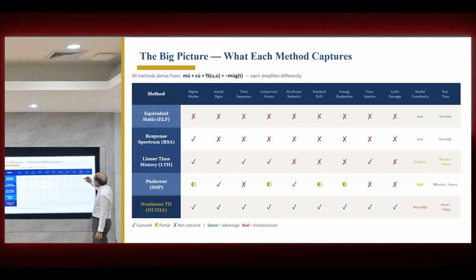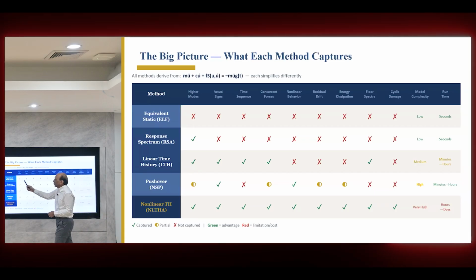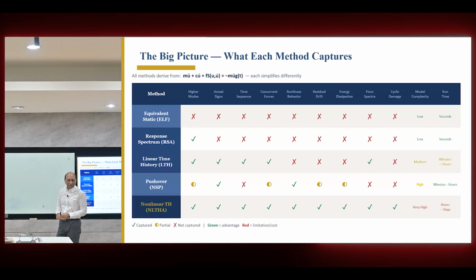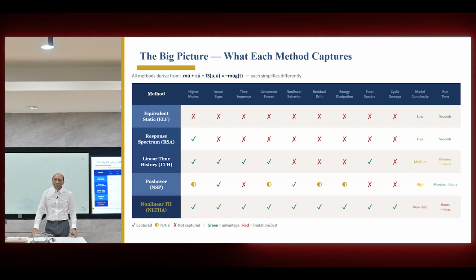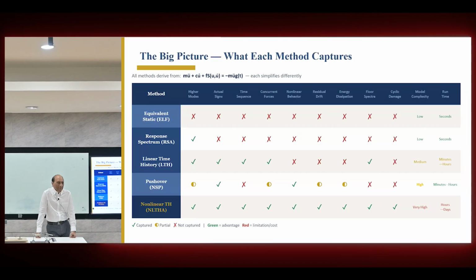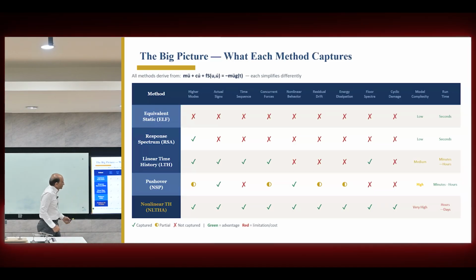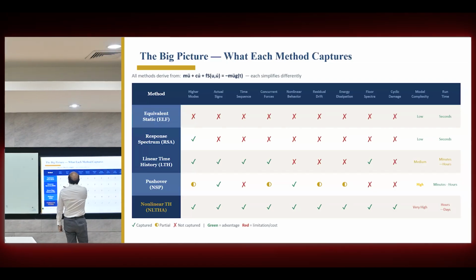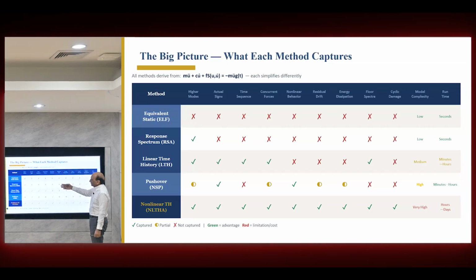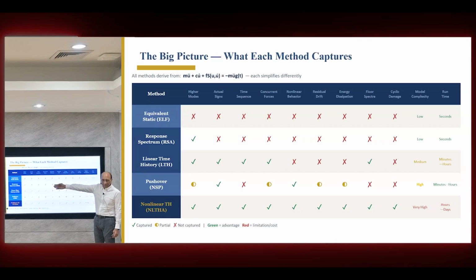So model complexity is low, runtime is in seconds, but it misses all these important things for a tall building. So for tall buildings, we never use it. That's the conclusion: if you're using the equivalent static method alone for tall buildings, it's not acceptable because it misses everything. Response spectrum included higher modes but missed everything else. Okay, fine, so we at least have the higher modes here. So response spectrum is better than that. We will use it. It's low complexity and also takes seconds.